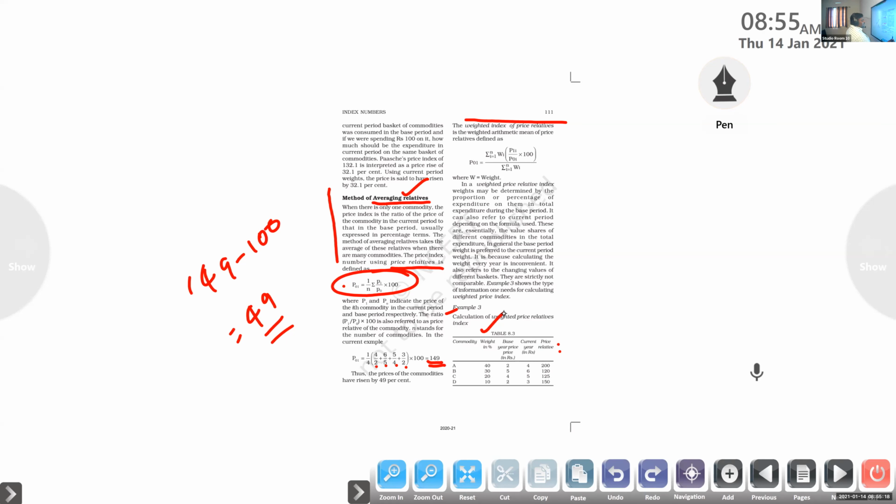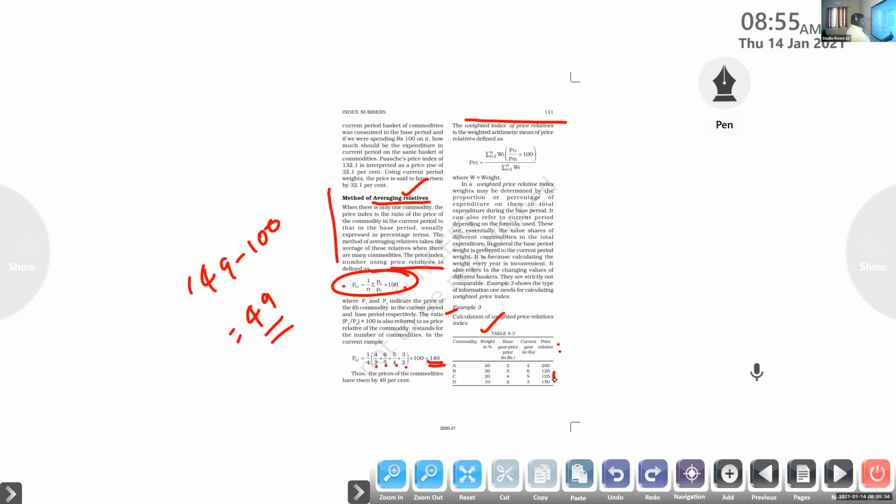And price relative we want to calculate by using this method, right? Averaging relatives. So price relatives also we got here. We calculated the price relatives and we wrote them there. Here you don't need to reduce 100 from that, directly write that price relative here.